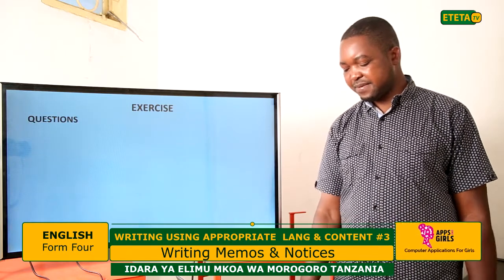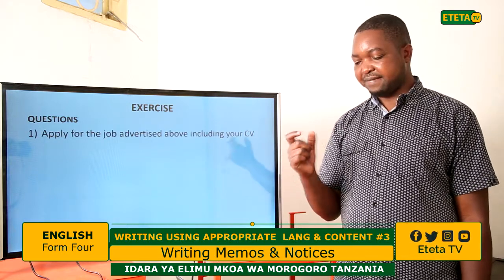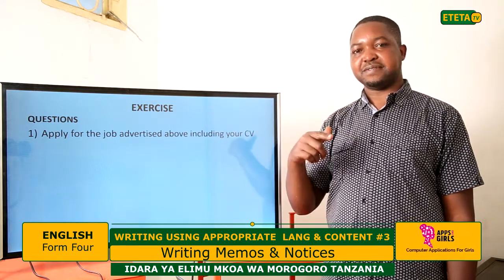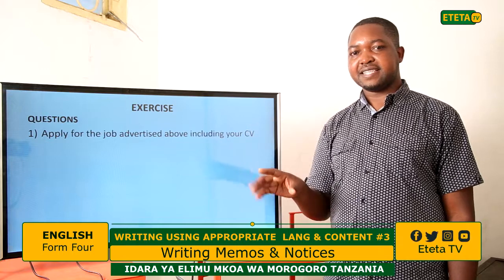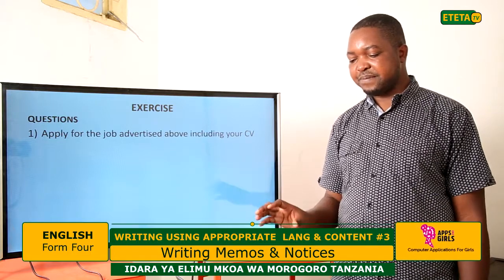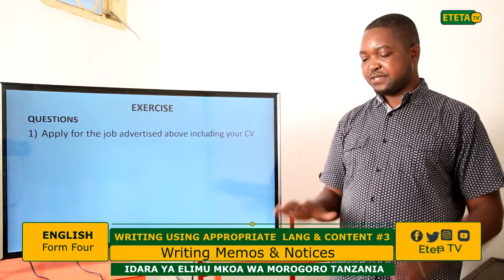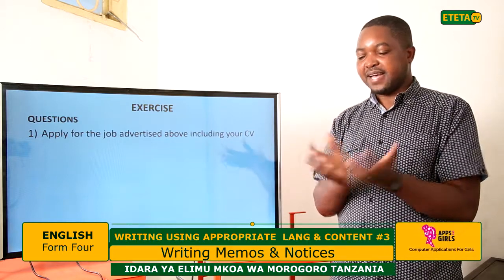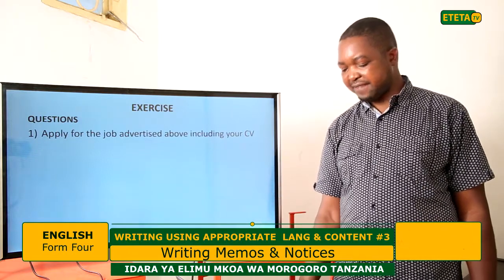So try to do this question. Apply for the job advertised above, but after writing your letter of application, which you learned in the previous lessons. We learned about letter writing, the business letter and the friend letter. This is a business letter, which is the official letter. Therefore, you can write it. Apply for the job advertised above, including your curriculum vitae. So practice how to write a curriculum vitae of your own, a CV of your own. And then you can use the details given in the advert in the notes that I have shown you.